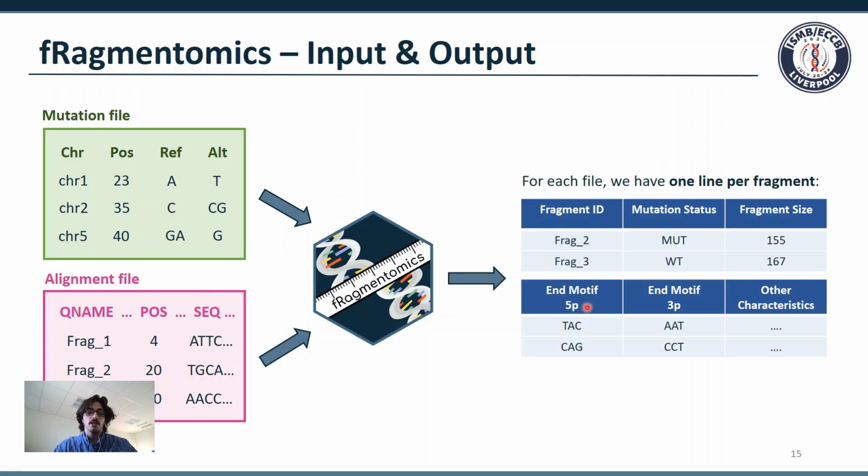The output of the package is a data frame where each row corresponds to a single DNA fragment. For every fragment, the data frame provides its mutational status, for instance here mutated or wild type, along with its fRagmentomics features.